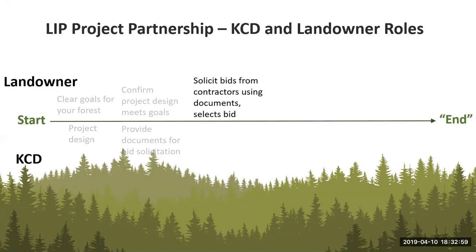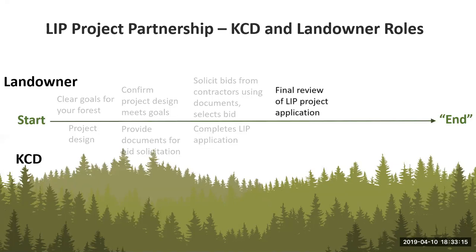You'll head out into the market, start soliciting bids, select a contractor, select a bid that you're comfortable with. And once we have that bid, we'll use that, as well as the documents that we've already made, to complete your project application. Again, we'll send that application back to you for your review. There shouldn't really be anything new at this point, but we still just like to get final confirmation that everything still looks good to the landowner.